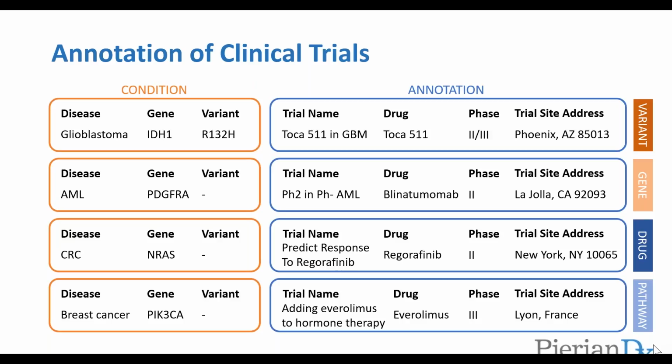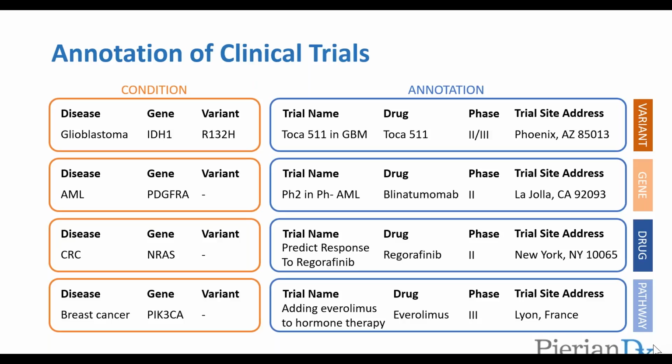And then the final extension there is the pathway level annotation, and this is really the same example that I gave. This is a trial for breast cancer where they're adding everolimus to hormone therapy, and this is a drug that targets as an mTOR inhibitor, and so this could be annotated potentially for mTOR as a drug level annotation, but for PIK3CA, which is in the same pathway, but is not itself targeted by this drug, we've annotated this as a pathway level annotation.